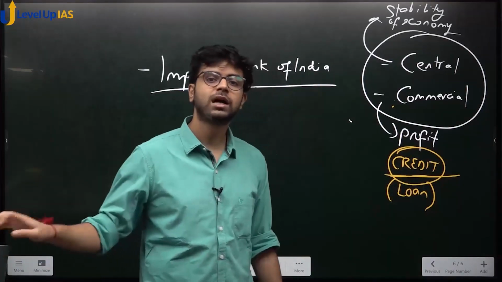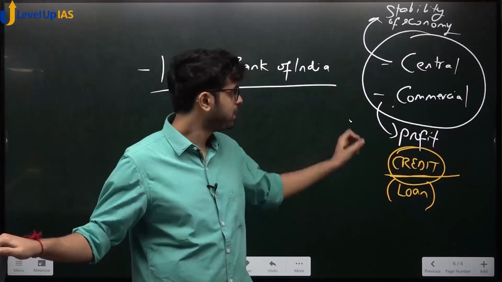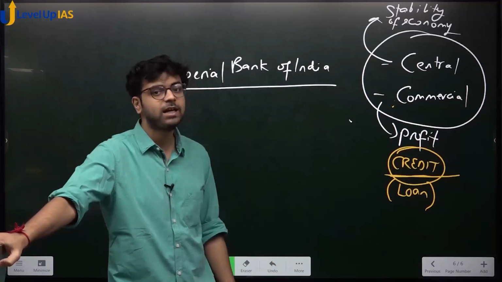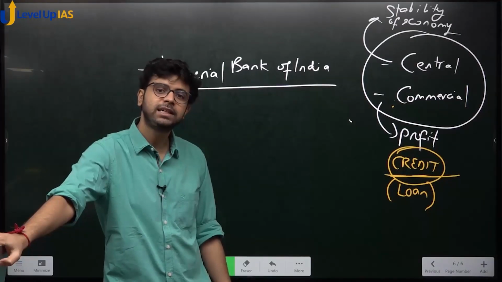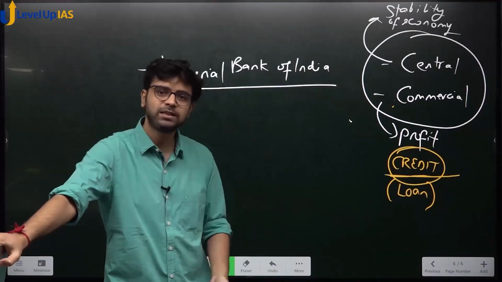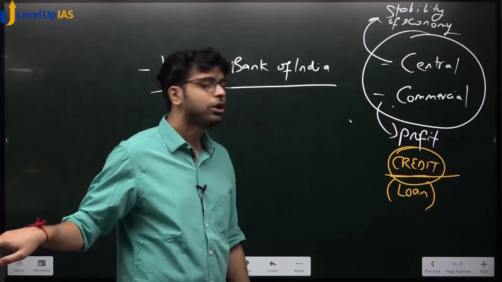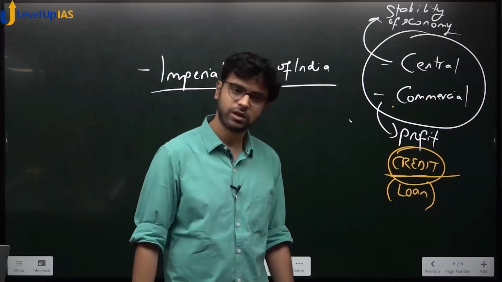Who controls the credit in the economy? Who controls the amount of money in the economy? Commercial bank or central bank? Central bank. How? By manipulating interest rates. Raising interest rate, less money supply. Reducing interest rate, more money supply. Okay? So I can say central banks control credit. Yes or no? Okay?